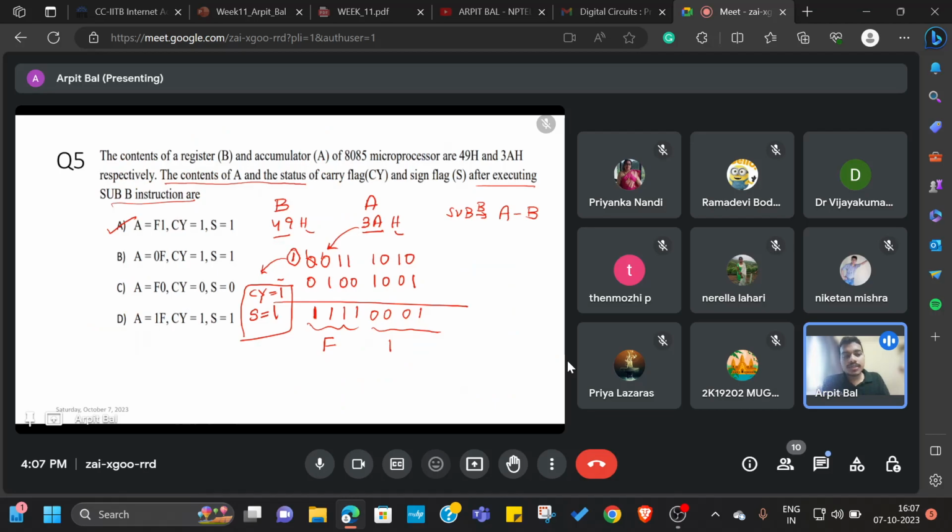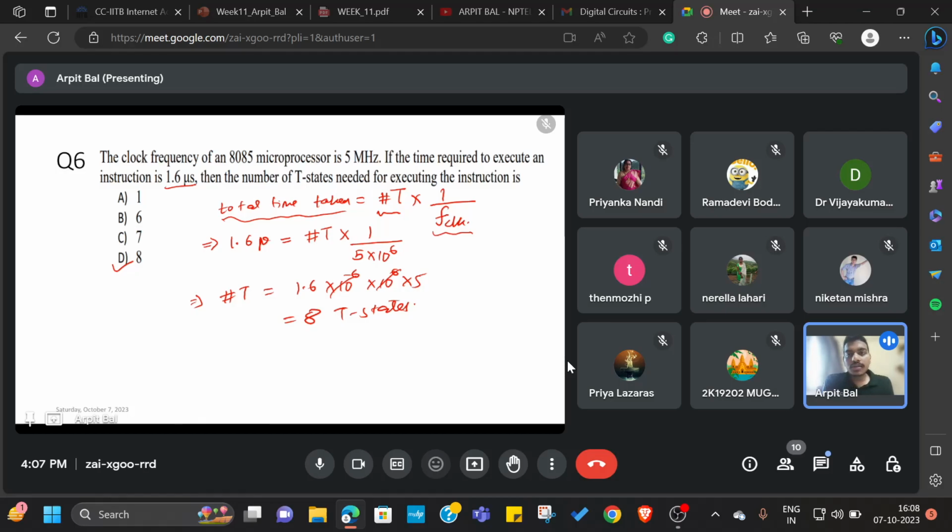The next question was related to the contents of the accumulator and the status of the carry flag and sign flag. We performed the SUB B instruction. SUB B will basically do A minus B. Whatever content was present in A, we subtracted B from it, and we observed that the accumulator value is F1, and carry equal to 1 indicates that there is a borrow from the last bit. Sign equal to 1 indicates that the number is a negative number, right?